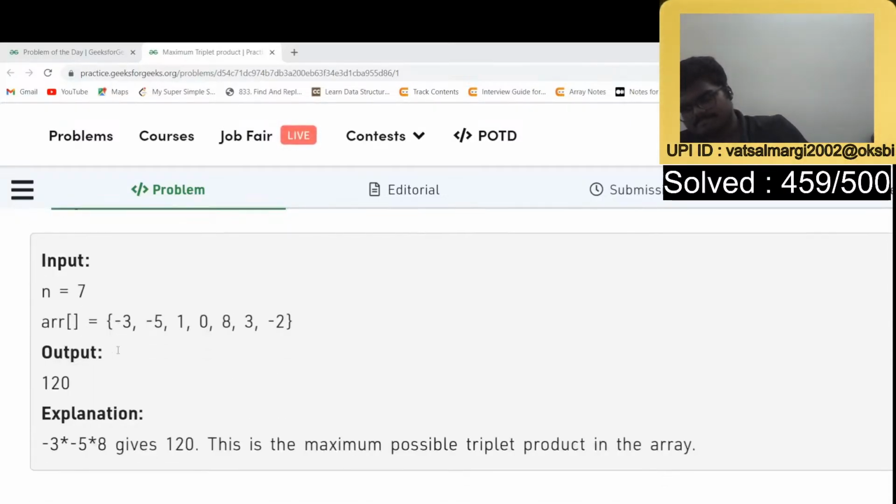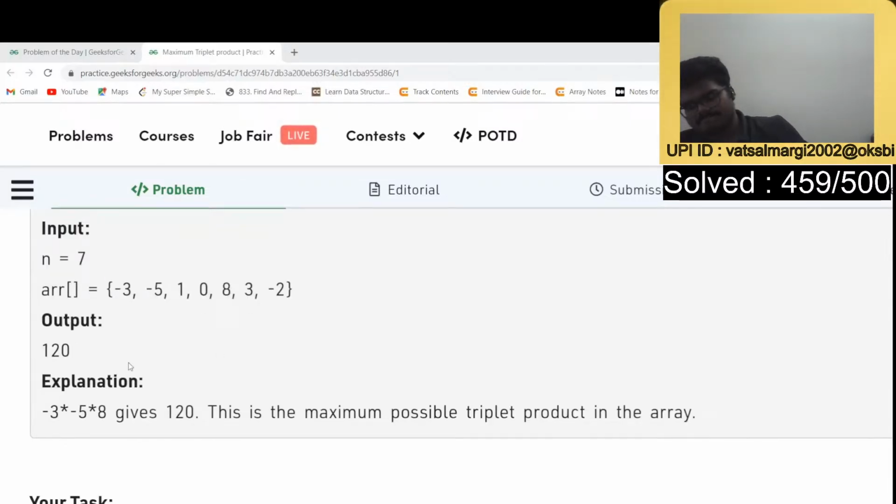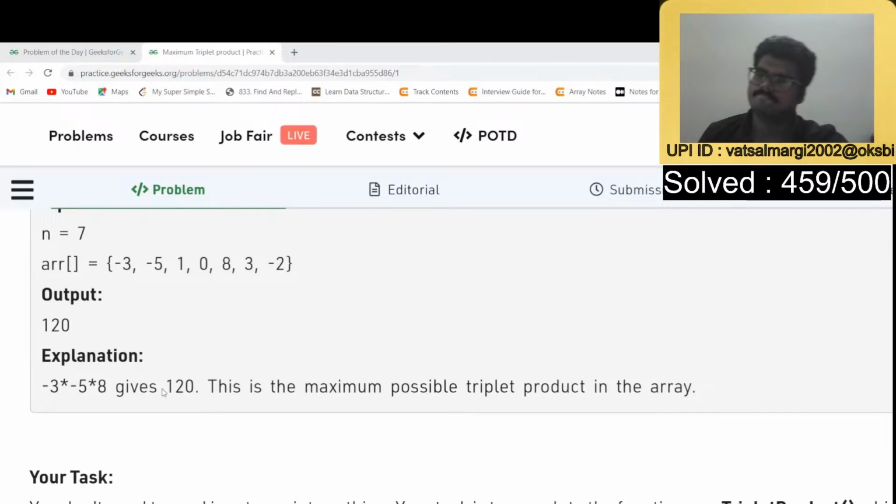Next example, let's have a look at that as well. Here we have n equal to 7 and the array contains -3, -5, 1, 0, 8, 3, -2. The output here is 120, right? If we take the triplet -3, -5 and 8 and multiply them, we get 120, which is the maximum possible triplet product in the array.